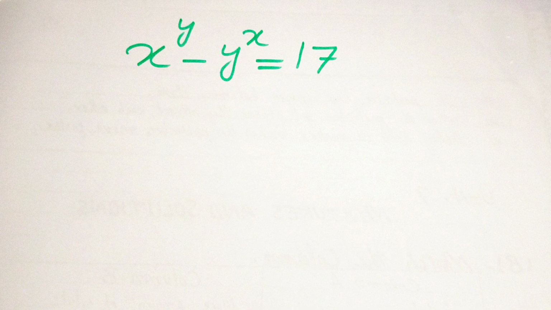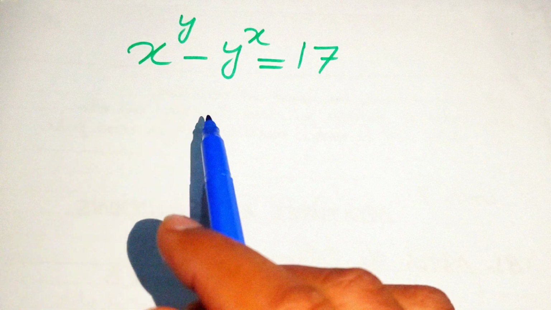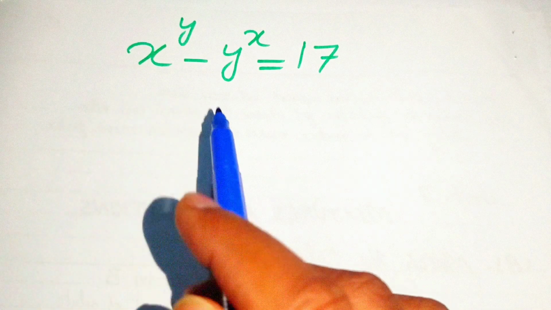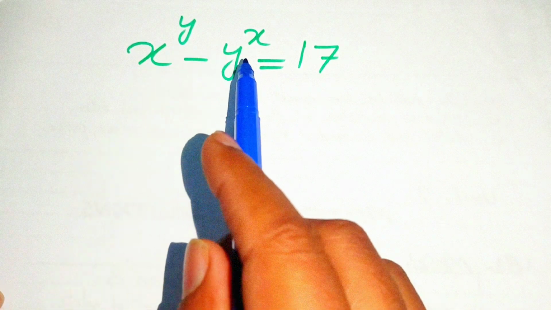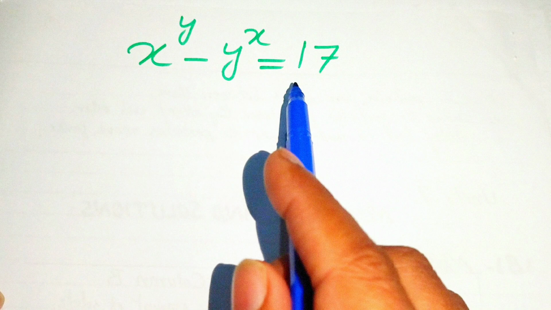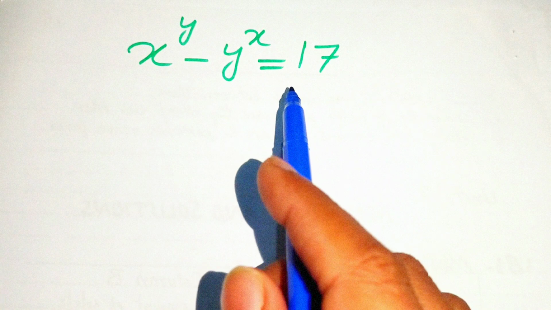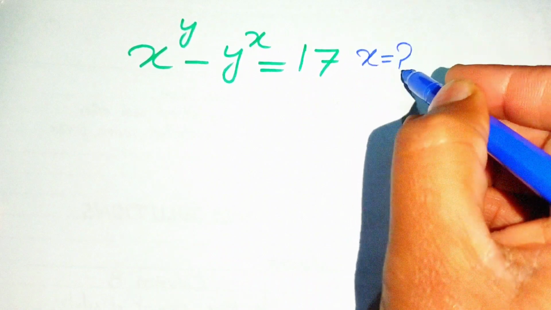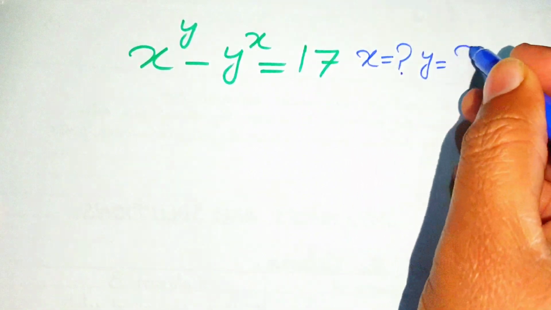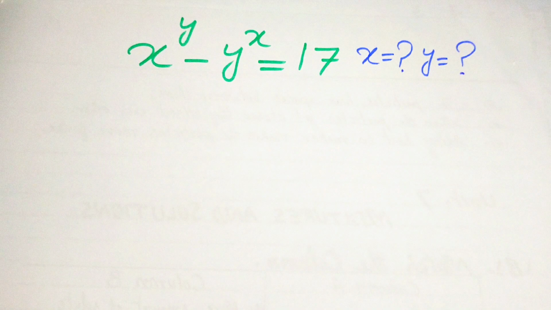In this video, we are going to solve this nice math Olympiad algebra problem. We have x to the power of y minus y to the power of x equals 17, and we solve this question for the values of x and y. So here our target is to find the values of x and y.